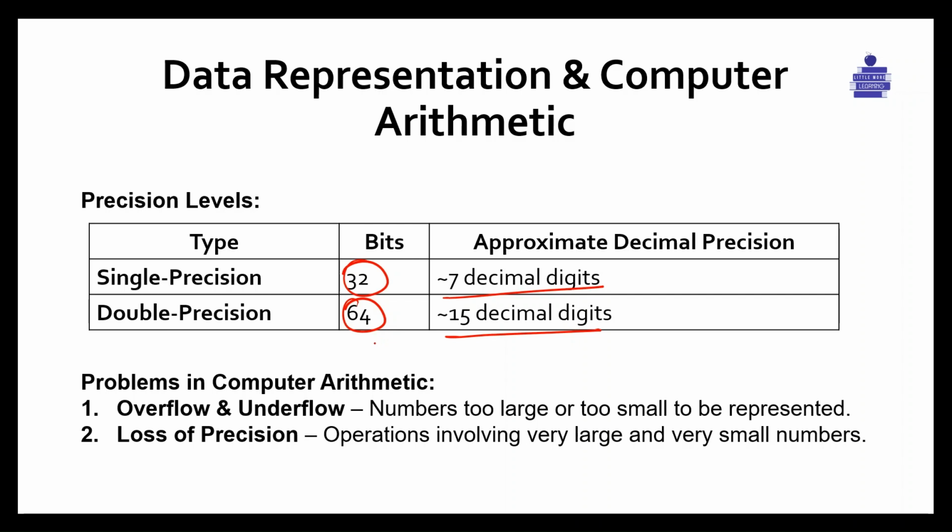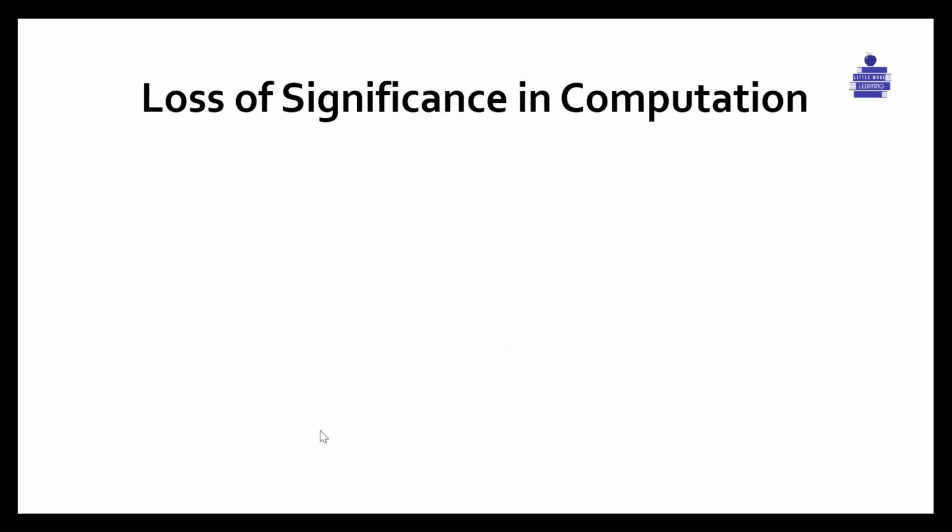So the problems in computer arithmetic are overflow and underflow, where numbers are too large or too small to be represented, or loss of precision, where operations involving very large and very small numbers cannot provide the required precision in computer arithmetic. Loss of significance occurs when subtracting nearly equal numbers, causing a loss of meaningful digits.